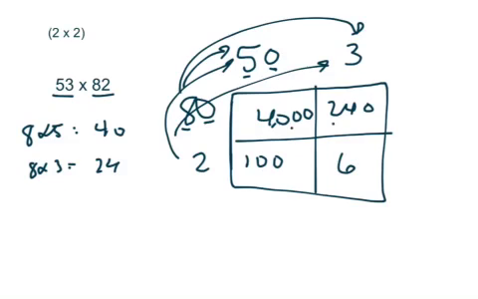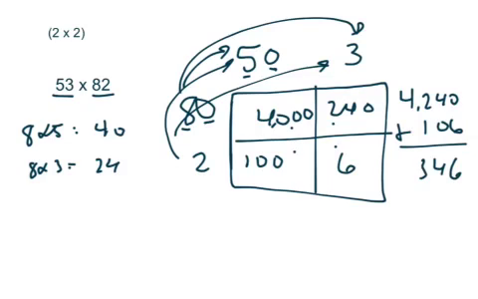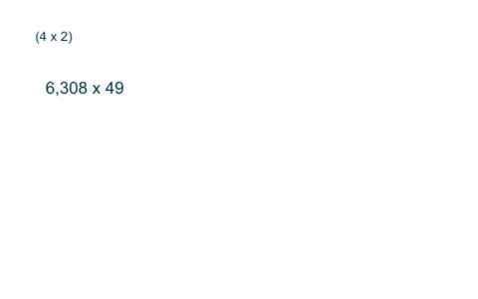And now we need to add up our 4 products here to get our final answer. So 4,000 plus 240 is 4,240. 100 plus 6 is 106, and we're going to add that together. 0 plus 6 is 6, 4 plus 0 is 4, 2 plus 1 is 3, 4 plus nothing is 4. We get an answer of 4,346. And then let's look at this is as challenging as we will get in 5th grade, a 4 by 2. So a 4-digit by a 2-digit.